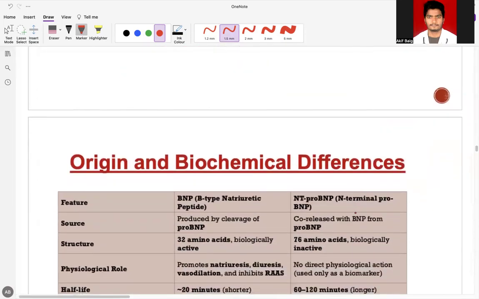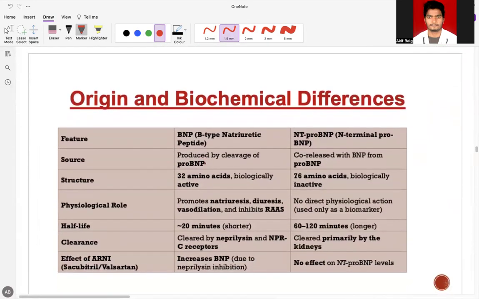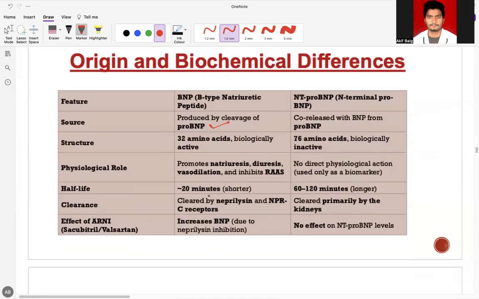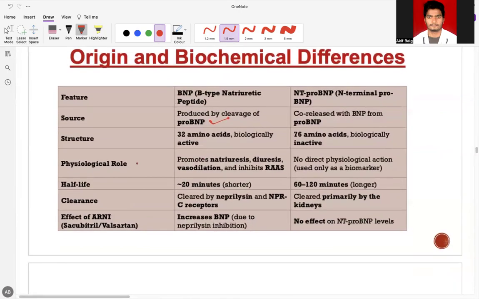So BNP versus NT-proBNP, as we've already discussed, both are products of pro-BNP. BNP has physiological activities like natriuresis, diuresis, and vasodilation, whereas NT-proBNP is an inactive component with no physiological actions. The half-life of BNP is 20 minutes, and of NT-proBNP it is 60 to 120 minutes. BNP is cleared by the kidneys as well as by neprilysin and NPRC receptors, whereas NT-proBNP is cleared only by the kidneys. It is not cleared by neprilysin.